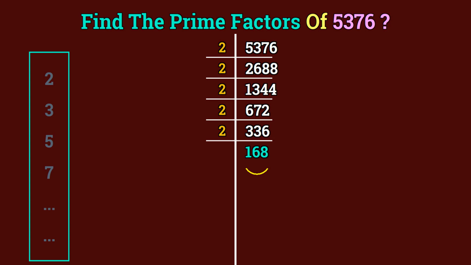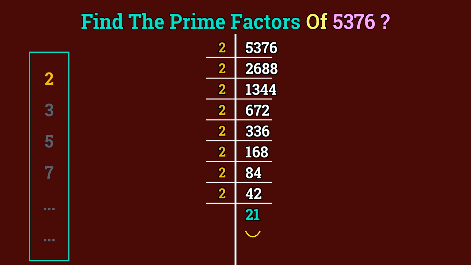Dividing 168 by 2, which equals 84. So 168 divided by 2 equals 84. Dividing 84 by 2, which equals 42. So 84 divided by 2 equals 42. Dividing 42 by 2, which equals 21. So 42 divided by 2 equals 21.